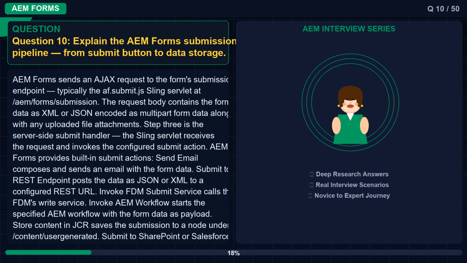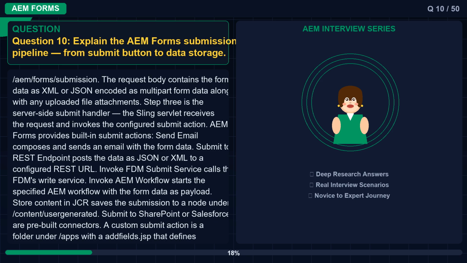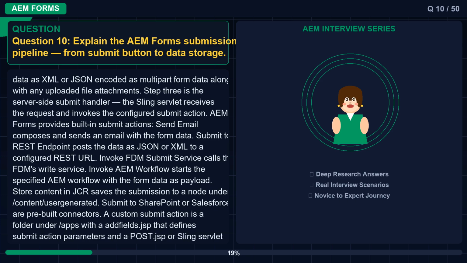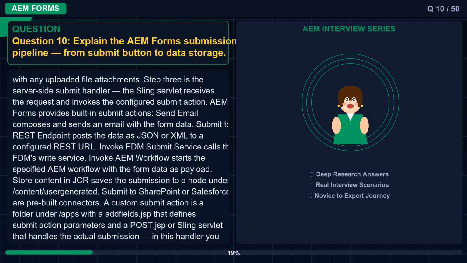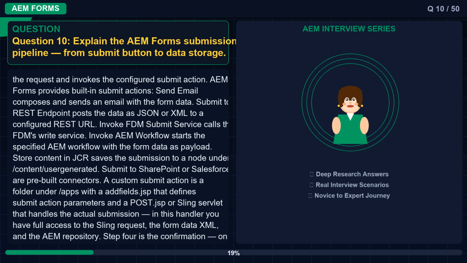The Sling servlet receives the request and invokes the configured submit action. AEM Forms provides built-in submit actions. Send email composes and sends an email with the form data. Submit to REST endpoint posts the data as JSON or XML to a configured REST URL. Invoke FDM submit service calls the FDM's write service. Invoke AEM workflow starts the specified AEM workflow with the form data as payload. Store content in JCR saves the submission to a node under /content/usergenerated. Submit to SharePoint or Salesforce are pre-built connectors.